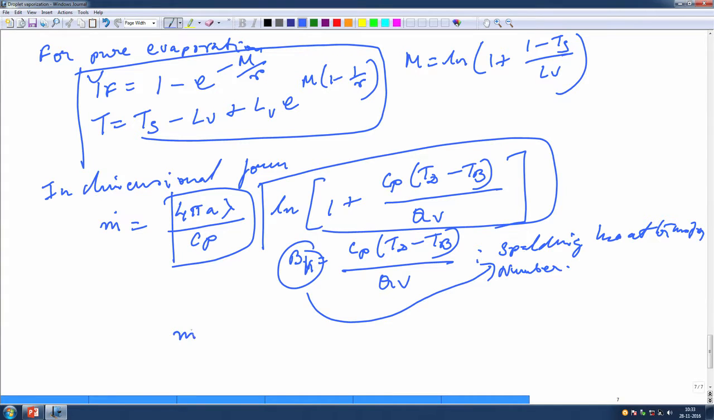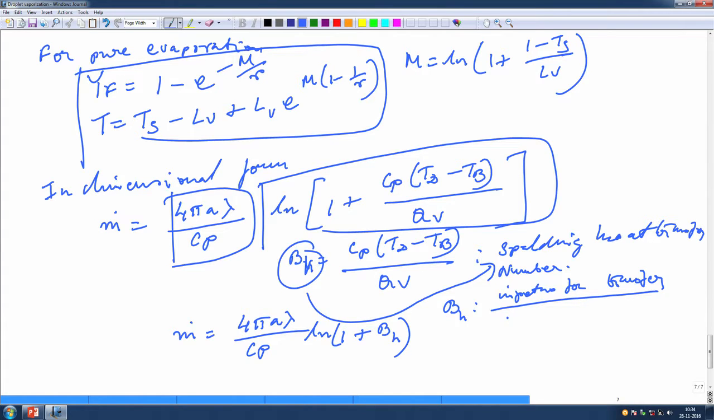So, m dot in that compact notation can be written as 4 pi a lambda divided by Cp ln(1 plus Bh). In some cases it will be written as Bv, it does not really matter, it is the same thing. So, what does this represent? The Bh basically represents the impetus for heat transfer divided by the resistance to transfer. So, it is the impetus versus the resistance to transfer.